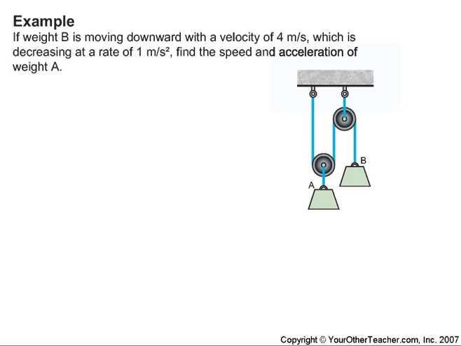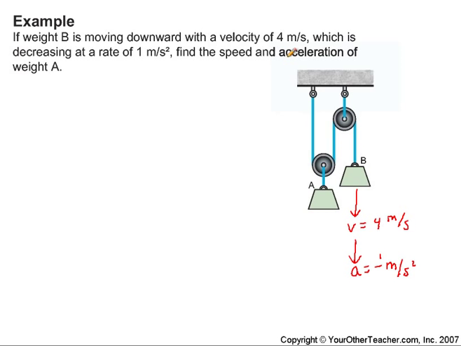Now let's go over to b and let's point out what we know. We know that b is moving downward at a velocity of 4 meters per second. And we know that this velocity is decreasing at a rate of 1 meters per second squared. So we have an acceleration which is decreasing, so we want to use a negative value of 1 meters per second squared. Now we're looking for the speed and acceleration of weight a.